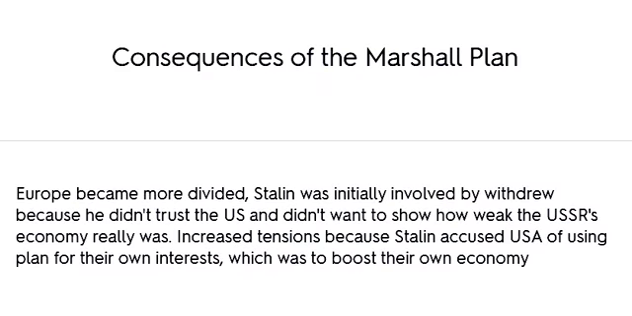The USA offered money, equipment and goods to countries willing to work together towards their economic recovery. Consequences of the Marshall Plan. Europe became more divided. Stalin was initially involved but withdrew because he didn't trust the US and didn't want to show how weak the USSR's economy really was.